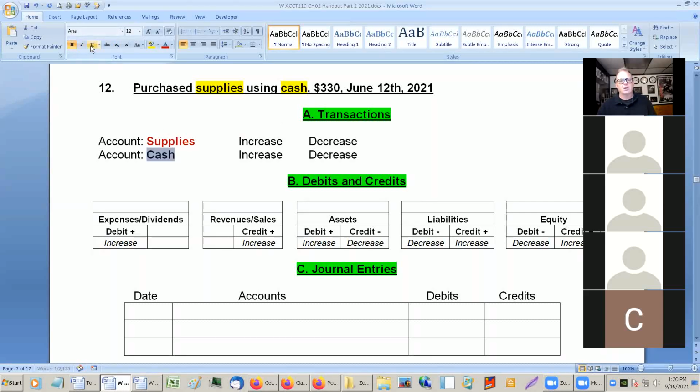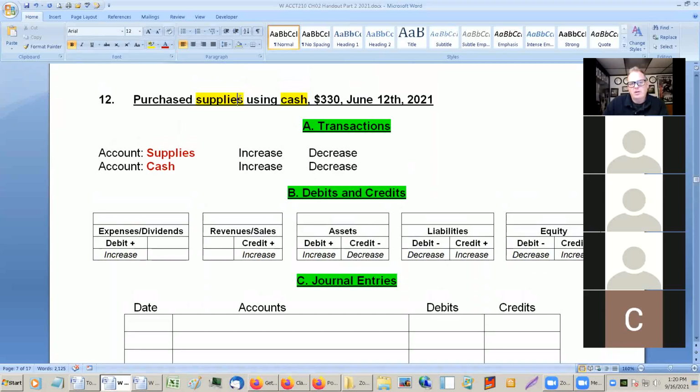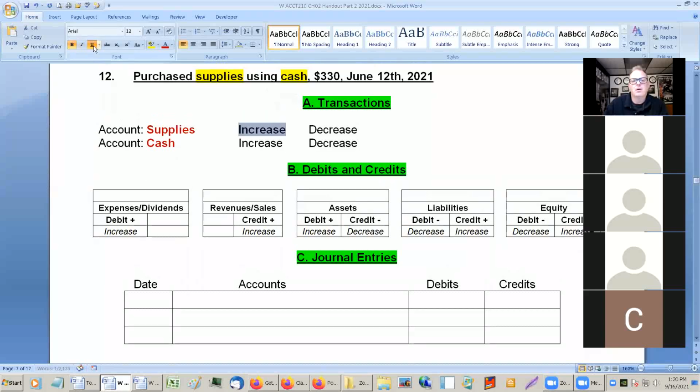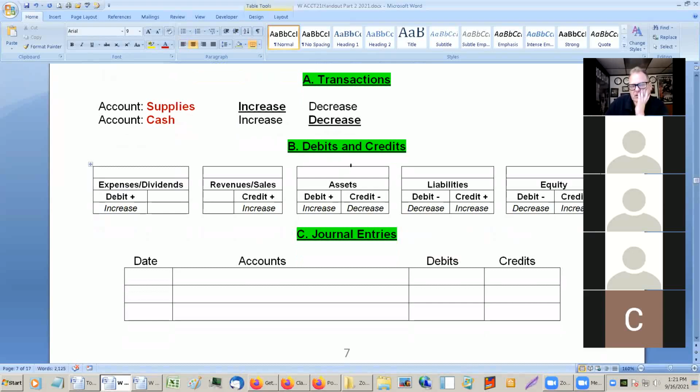I know why you asked that, though, about the supplies, because as we will find out in chapter 3, when we first purchase them, they're an asset. When we use them up, they get expensed, if they left the place. Okay, so we bought the supplies using cash. Are the supplies going up or down? Up. Oh, good. And the cash? Down, okay. So supplies going up, cash going down. Okay, so these are both assets.